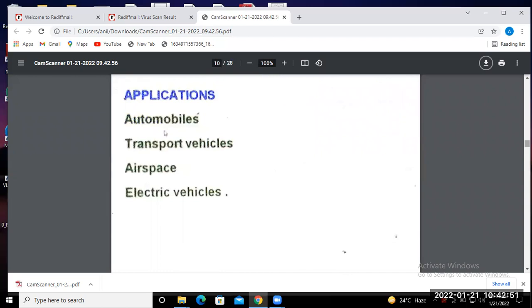So what is the application of the sodium sulfur battery? You may find the sodium sulfur battery application in various fields, such as automobiles, transport vehicles, aerospace, and electric vehicles, where you can use the sodium sulfur battery. Okay, so I think this application is very popular for sodium sulfur. That means in the automobile sector, transport vehicle sector, aerospace, and electric vehicles.